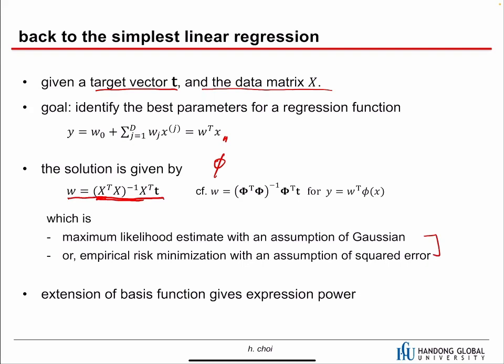Okay, and then extension of a basis function gives expression power. So basically the equations are the same. Okay, so in this simplest form, we just use the identity function. So the basis function is just the identity. Otherwise, if we can come up with a really nice nonlinear function, then we can improve the performance, or we can increase the expression power based on the basis function.